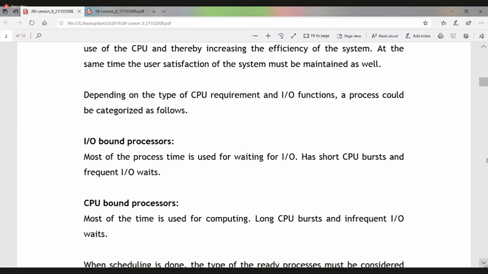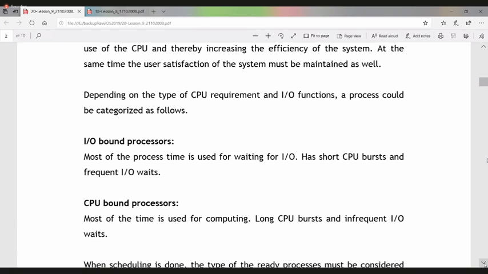So most of the process time is used for waiting for I/O. Such a process has short CPU bursts and frequent I/O waits. Let's say you are entering something into a Word document using the keyboard. When we press keys, it is comparatively very much slower than the CPU processing time. So to read the character from the keyboard, then put it into the Word document, spell checking and so on.